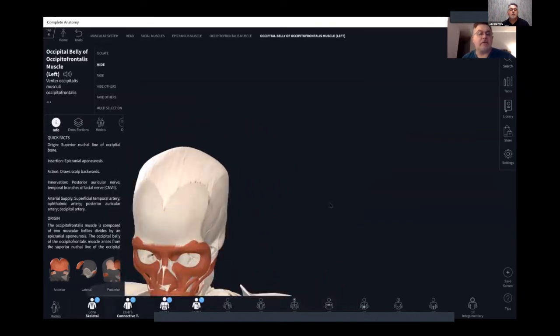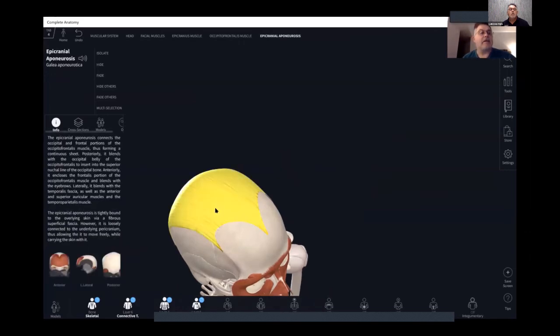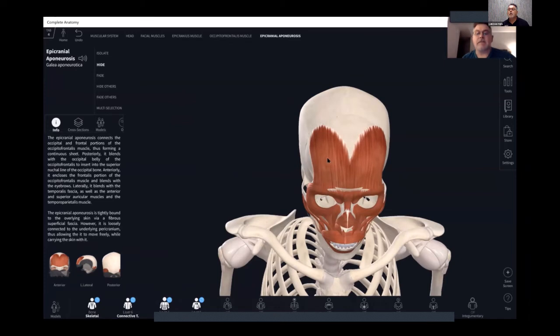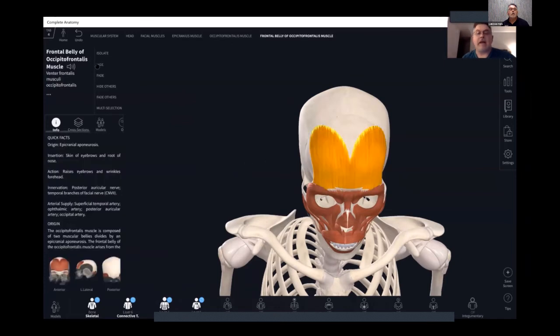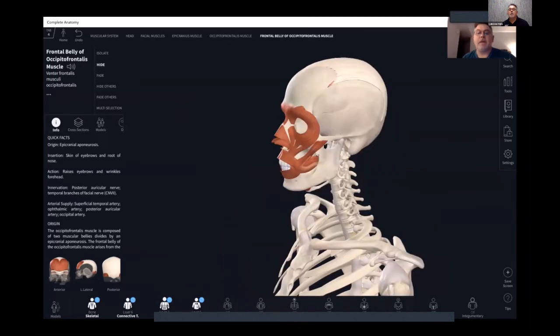Okay, and then there's the visible. Didn't know if that was showing up. Let's see if I can highlight it. The epicranial aponeurosis. So let's go ahead and hide that. Okay, and let's try to hide that again. Okay, uncertain what's going on. We're just going to move on.